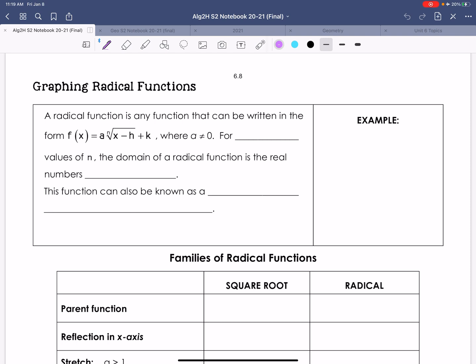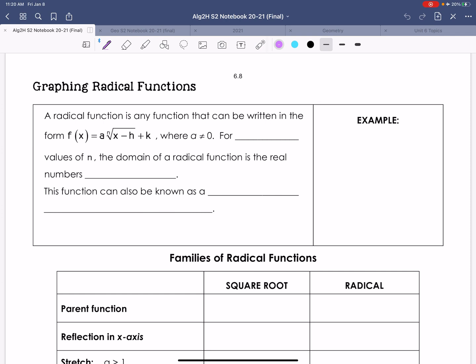So today we're going to be graphing radical functions. If you have been learning your transformations this whole school year, this is going to be a breeze for you, because transformations are used for all different types of graphs. The only thing that changes is the parent function. So that's what we're going to be doing today.